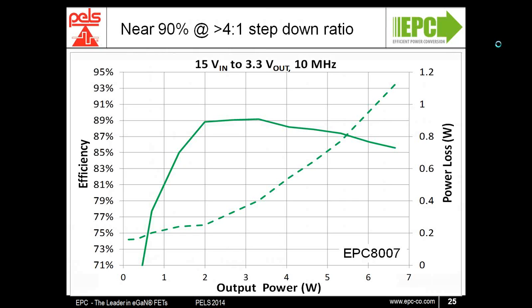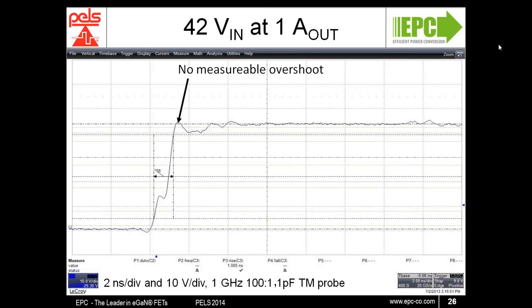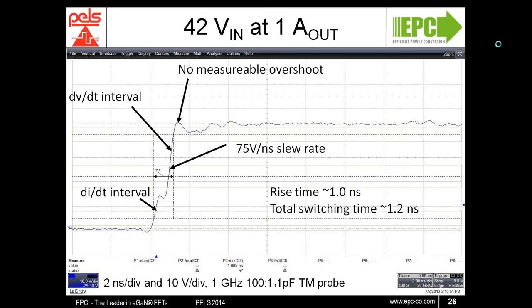If we push the voltage further, we can see the breakdown of the di/dt and the dv/dt intervals of the device. Again, as mentioned on the previous waveforms, there is no measurable overshoot. The di/dt interval can be seen here across the layout inductance of the device, as well as the separate dv/dt interval. During the dv/dt interval, the slew rate is as high as 75 volts per nanosecond. This results in a rise time of about 1 nanosecond and an overall switching time of just slightly more than that, switching 40 volts, 42 volts.